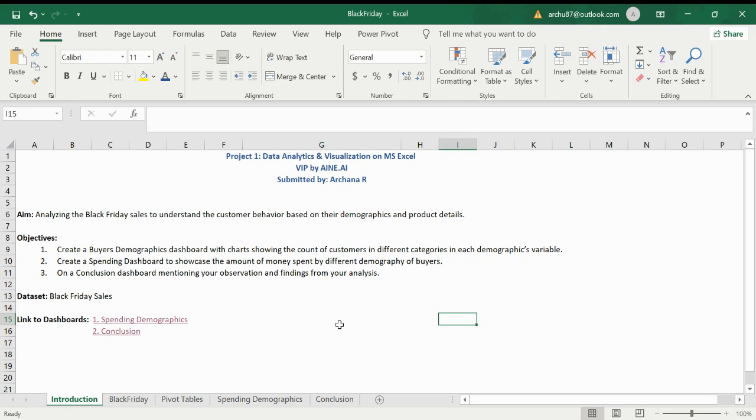For this project, the analysis we are aiming at is analyzing the Black Friday sales to understand the customer behavior based on their demographics and product details.